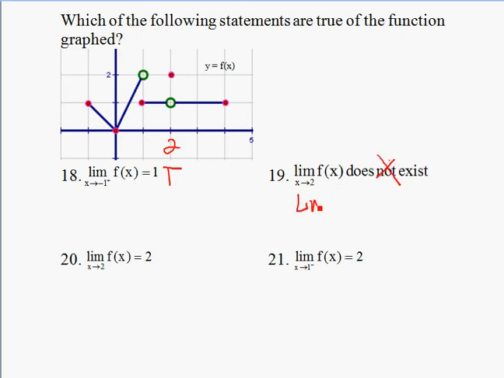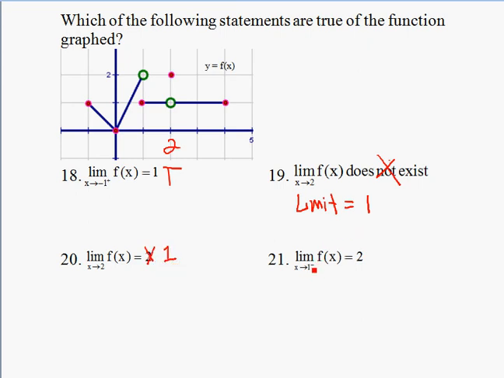The limit as x approaches 2 is 2. That is false. The function value is 2. That's true, yes. But the limit is, where is the function going as x approaches 2 from the left and right hand side? It is going to 1 in both directions, so therefore this is not 2, it's actually 1.